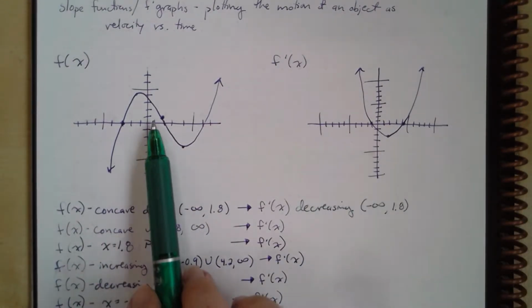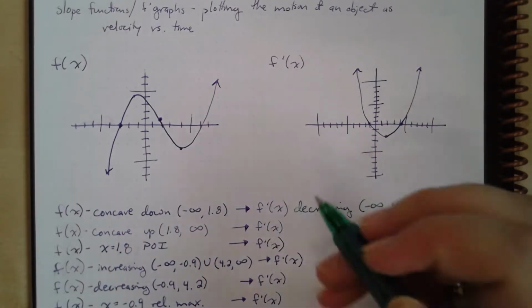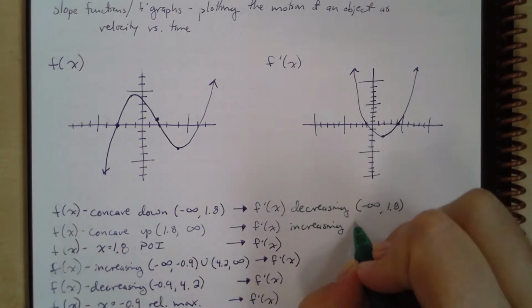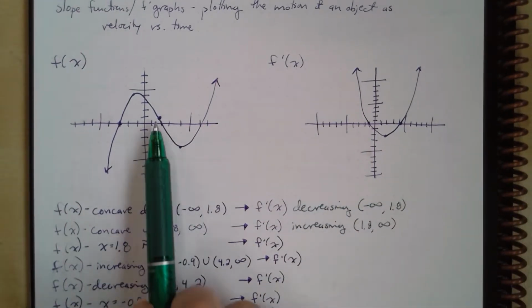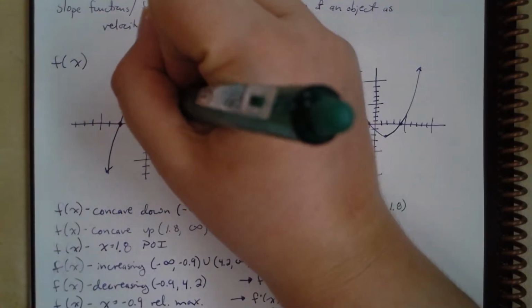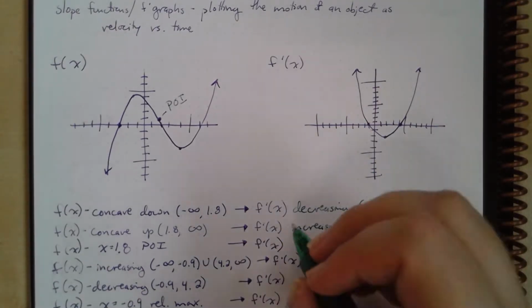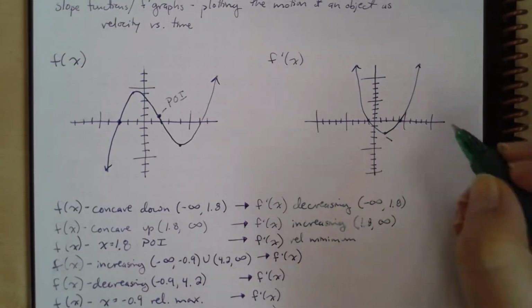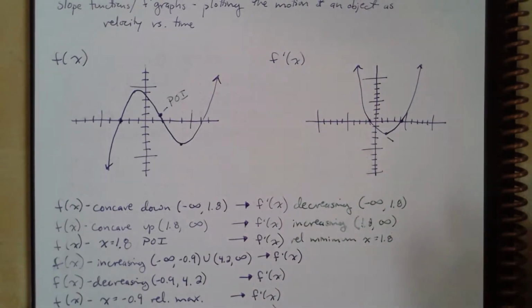And it's concave up from 1.8 to infinity. And we can see from 1.8 to infinity, f prime of x is increasing. At x equals 1.8, we have a point of inflection. This right here is our point of inflection, which I'm just going to call POI. And at our point of inflection, f prime of x actually has a relative minimum. Right here, that's x equals 1.8. I got it smudged there, but hopefully you can still read.